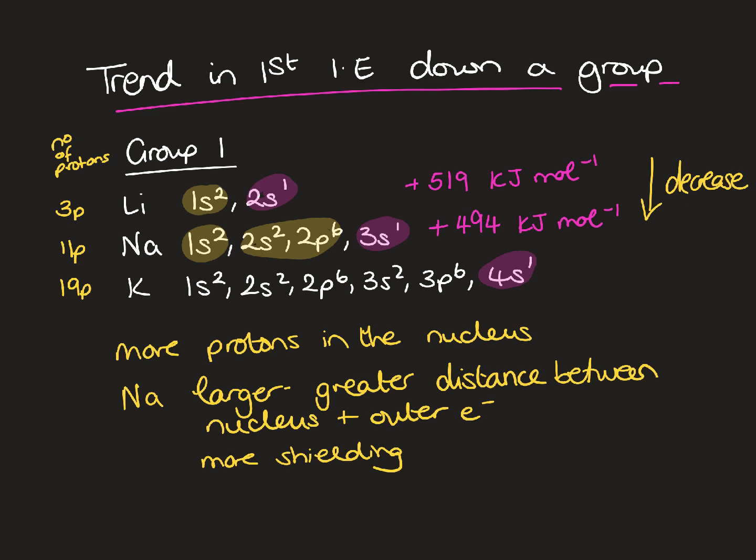So the 2 reasons that we need to say here are that sodium is a large atom with a greater distance between the nucleus and the outer electron. There's more shielding from full electron shells, and therefore the outer electron is less strongly held for sodium than for lithium, and therefore less energy is needed to remove it.